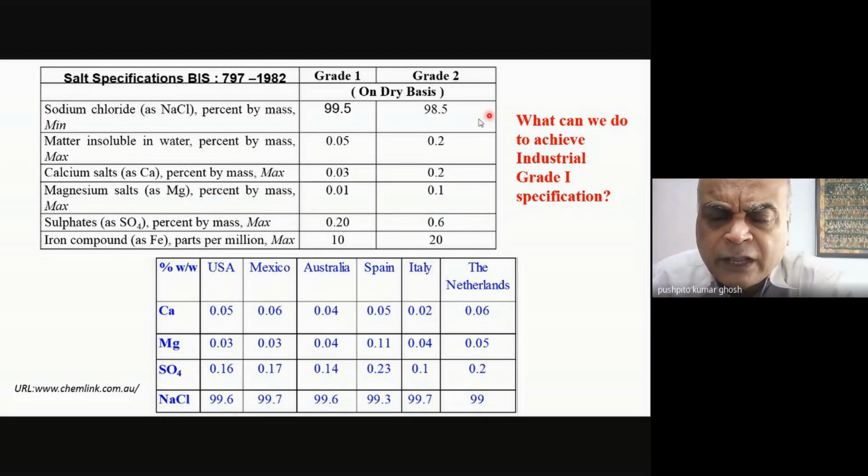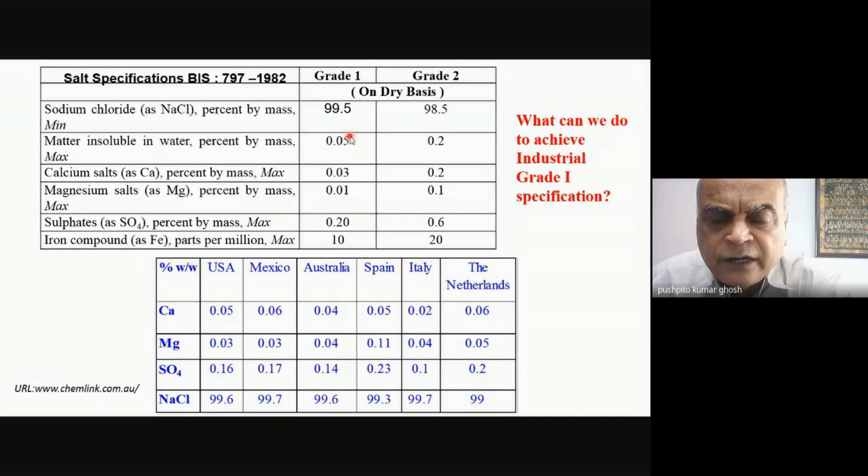In India, what the government and everybody allows up till now is grade 2 salt. Grade 2 means that it has to have 98.5% minimum sodium chloride. And there's a specification of all the different impurities like insoluble matter, calcium salts, as calcium, magnesium, sulfates, iron. So all these things are specified. We also have a specification for grade 1 salt where the minimum is 99.5%.